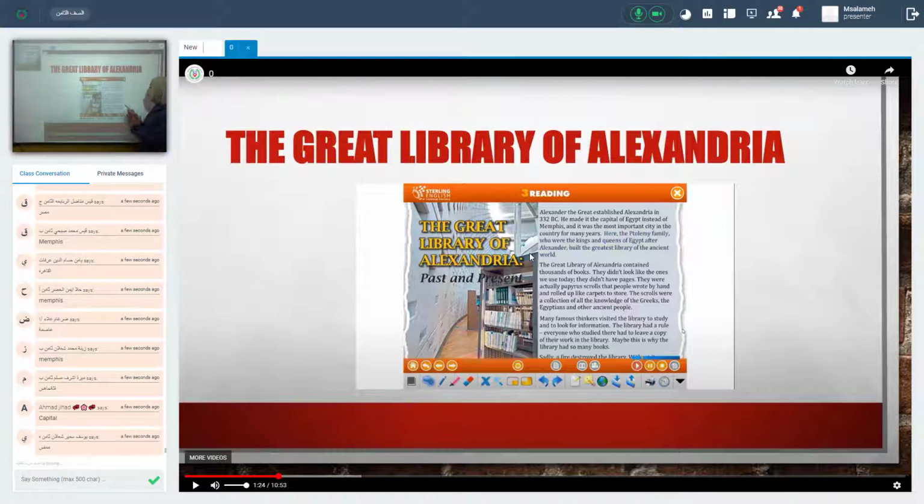Okay, here the Ptolemy family, who were the kings and the queens of Egypt after Alexander, built the greatest library of the ancient world. Now here they talk about the Ptolemy family, who were the kings and the queens of Egypt after Alexander. Built the greatest library of the ancient world.